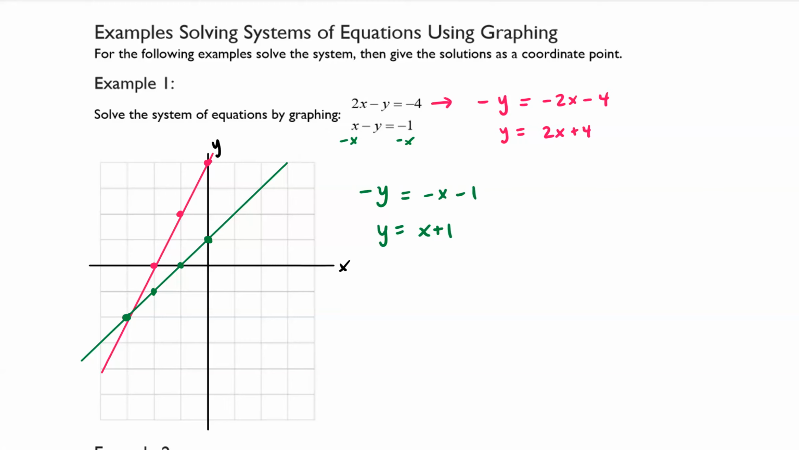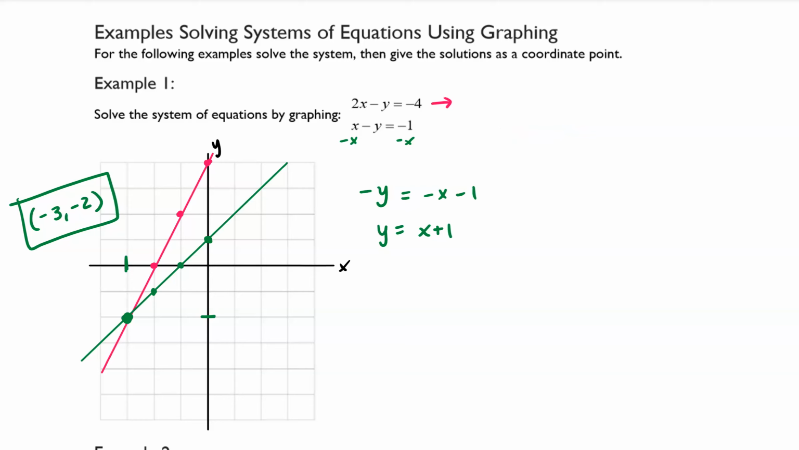And we know that the two lines are intersecting there at negative 3, negative 2. So our solution for this one is negative 3, negative 2. And I'm just going to go ahead and plug that into both of the original equations just to make sure that we did this correctly.